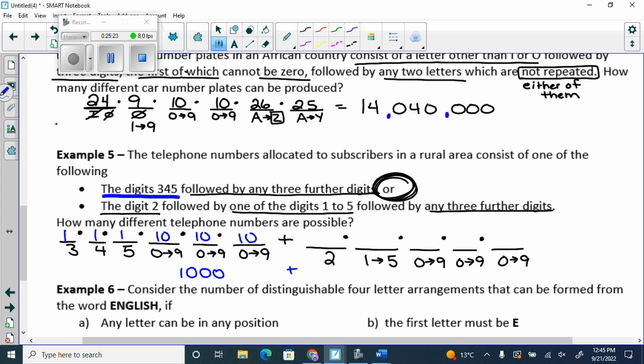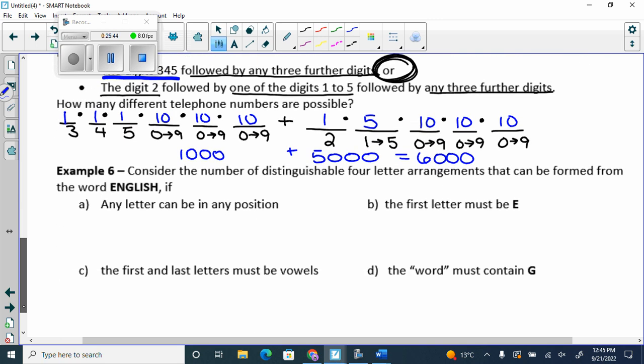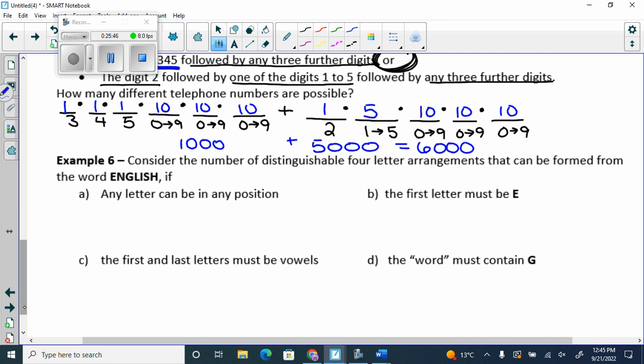How many digits in this first blank here? 1. 1 to 5 is how many? 0 to 9 is how many? 10, 10, 10. 1 times 5 is 5. 0, 0, 0. So it's 5,000. And we add them up, and we get 6,000. Okay.